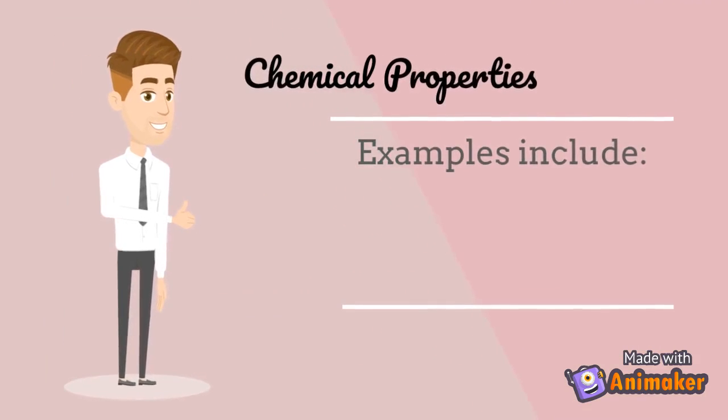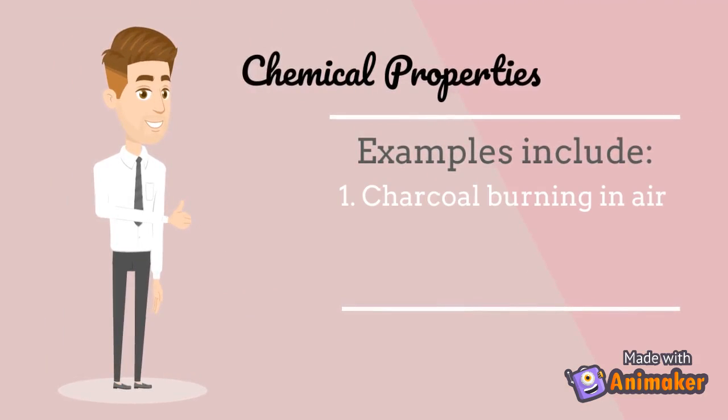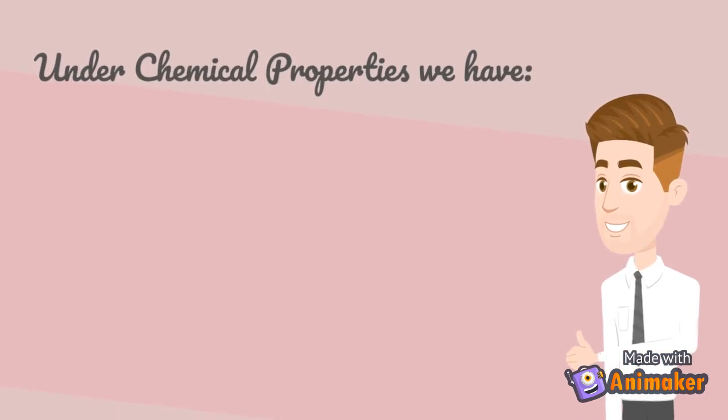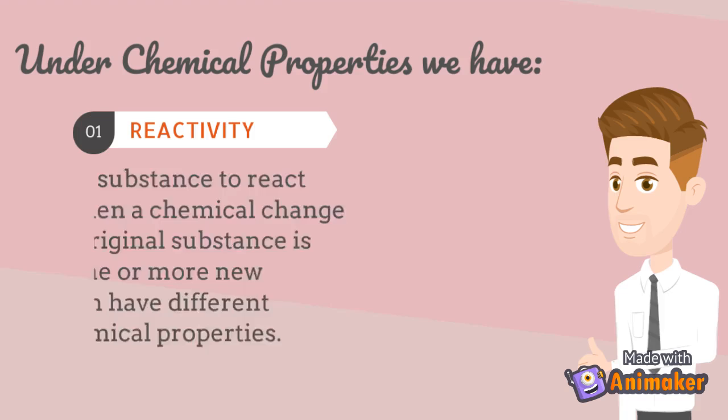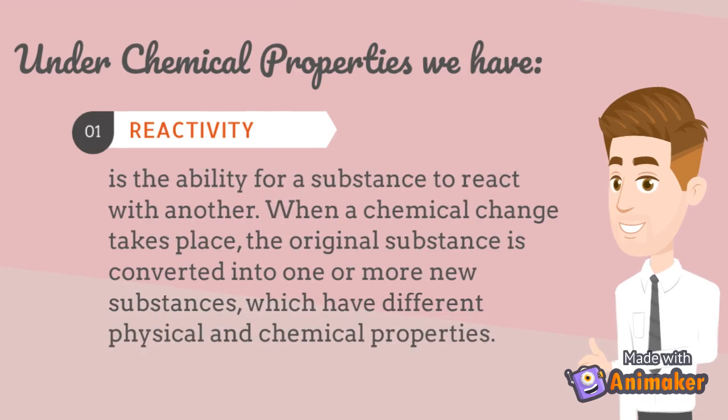Examples of chemical properties may include charcoal burning in air, iron rust, and the composition of wood. Under chemical properties, we have reactivity. Reactivity is the ability for a substance to react with one another. When a chemical change takes place, the original substance is converted into one or more new substances which have different physical and chemical properties.